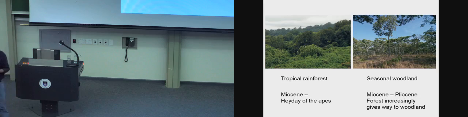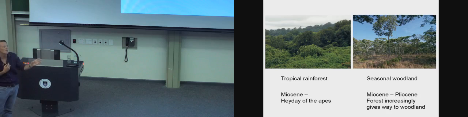Not only in Africa, but in Eurasia. Because Africa and Eurasia were more physically joined. There was no Red Sea yet, for example. Arabia desert wasn't a desert, it was forested. So apes could move back and forth, and there are an amazing record of apes in Europe during that time in the Miocene. That was their heyday.